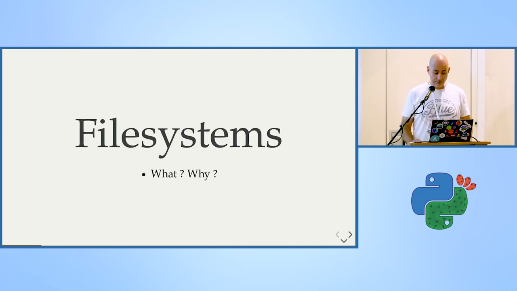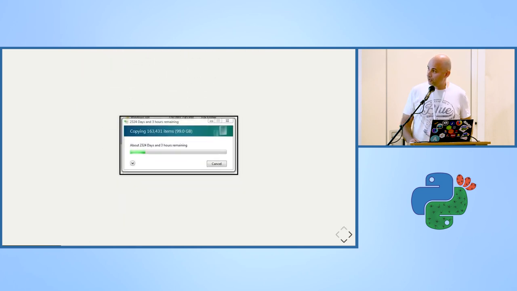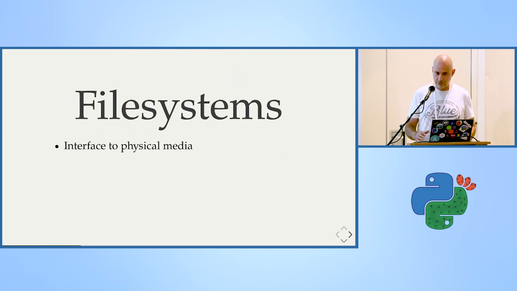So file systems, what is it? Why would we even want to implement one? When we think about file systems, we usually think about directories and files that we move around. So basically, something that is an interface to some sort of physical media, whether it's local or remote, we always have a physical media behind it. But that's not always the case. We talk about Linux, by the way. I don't know how it works in Windows.